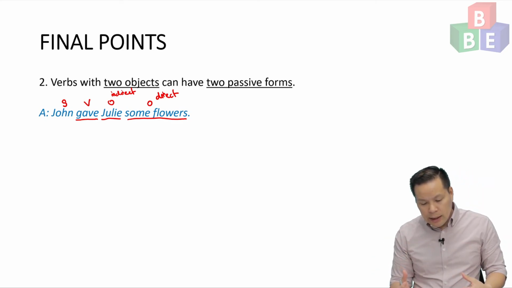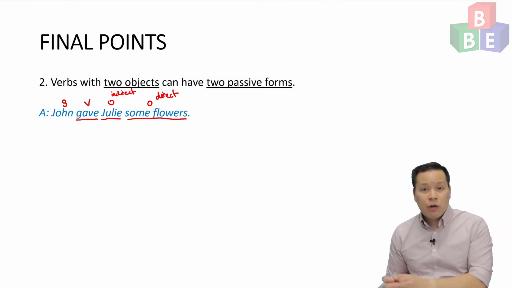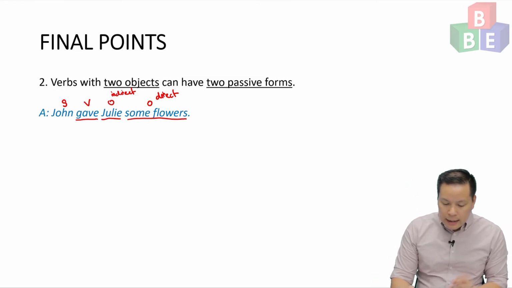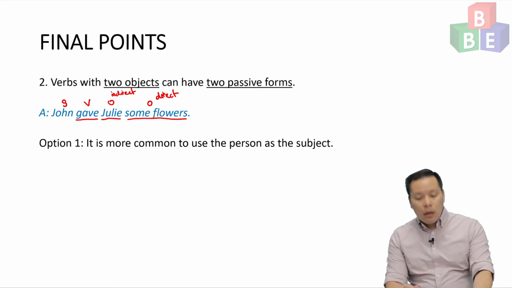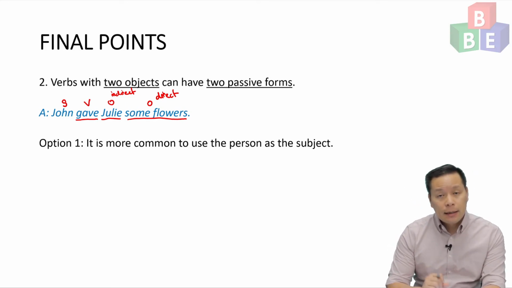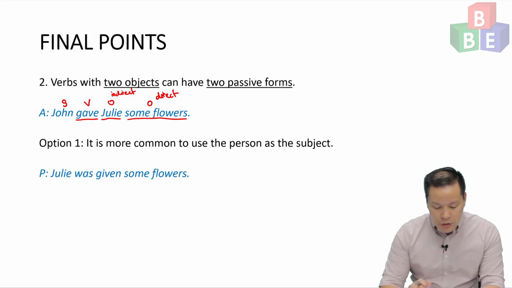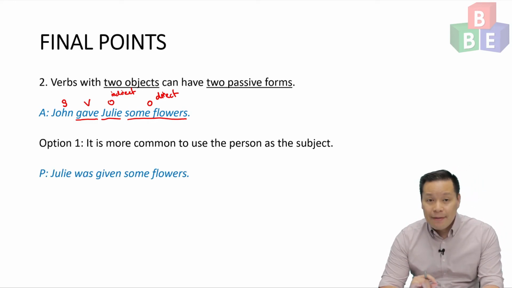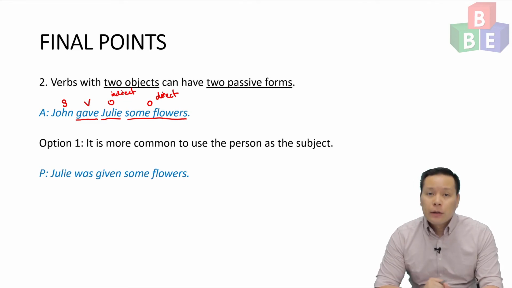So in this case here, we can make two different passive structures. Option 1. It is more common to use the person as the subject or the indirect object. So we would say Julie was given some flowers if you followed the process.